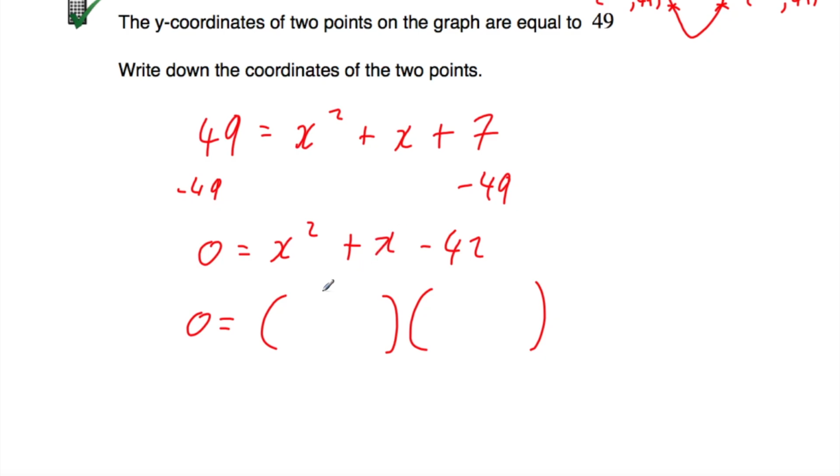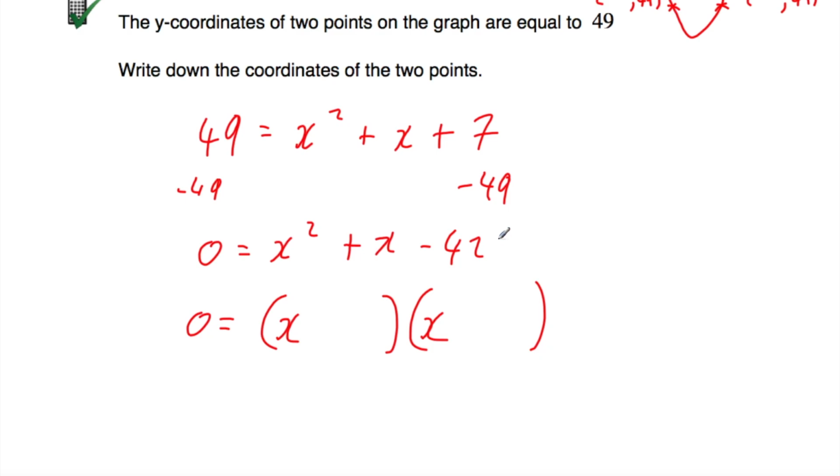And if you need to recap factorizing quadratics, go to Corbettmaths and go to video number 117. Video number 117 goes through this topic of how to factorize quadratics. So because this is x squared, so it's quite a nice quadratic, we're going to put x's at the front of both brackets. And in terms of this number and this number, they're going to times together to be negative 42. And because it's plus x, that's plus 1x, they're going to add together to be 1.